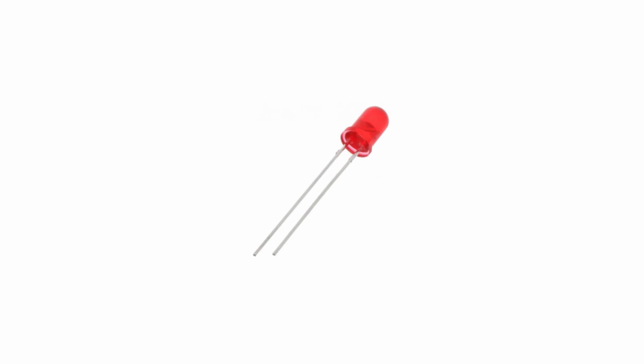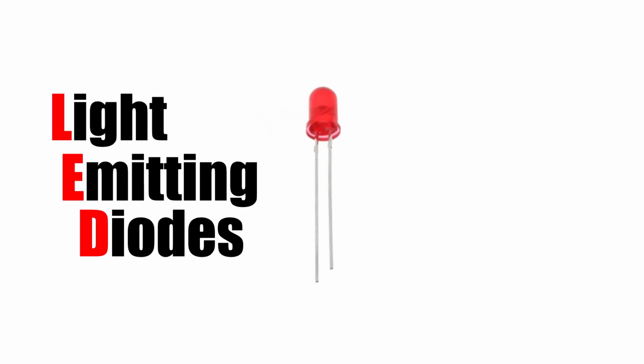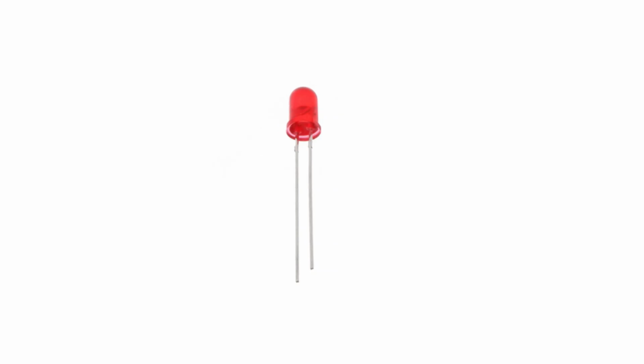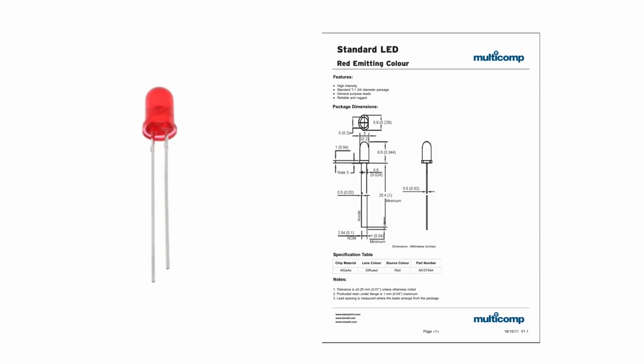Here, we have a red LED. LEDs, or light-emitting diodes, are small devices that produce light when provided an electric current. Let us figure out how to properly use one in our next project. We don't know much about how this specific LED should be used, so let's start with its datasheet.